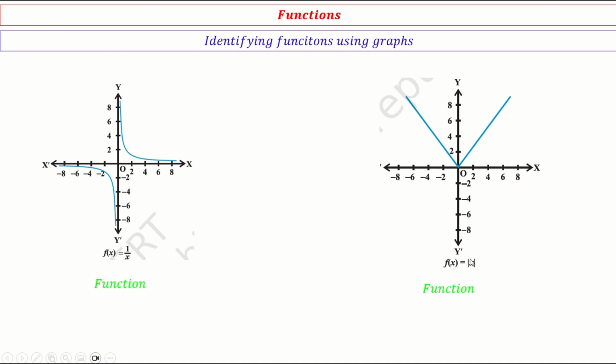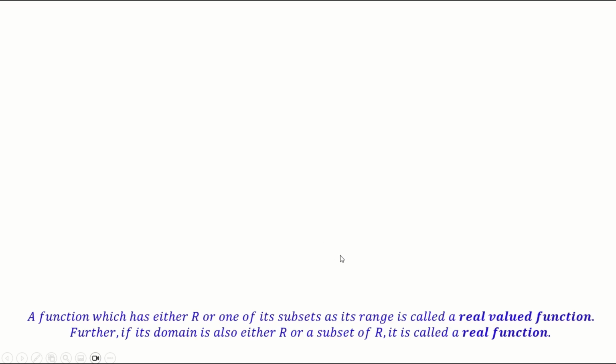And this one is an absolute function. Okay. F of x equal to absolute x. This is also definitely a function: if you draw a vertical line, you will get a single value at a single intersection. So this is also a function.